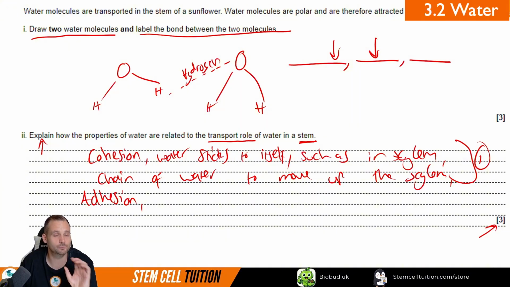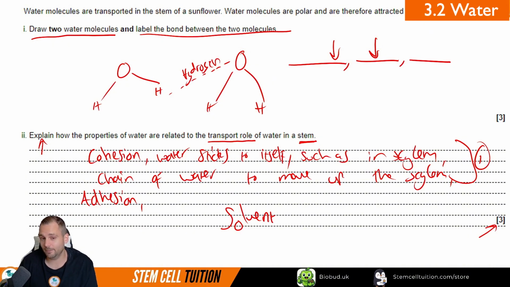Adhesion is the process of water molecules sticking to other things, such as the inside of the walls in the xylem or of the phloem. And that's going to allow it to move up by capillary action. And now I'm going to add a third property, and I'm now going to mention that it's the universal solvent. I'm now going to explain what that means. That means other molecules are able to dissolve them by forming bonds.